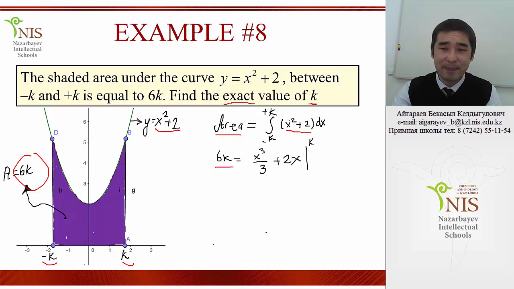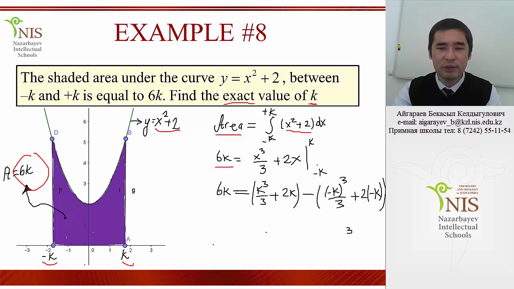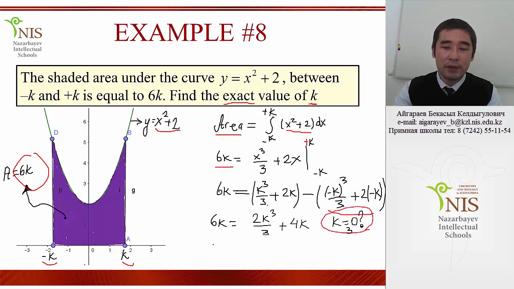My antiderivative of x squared plus 2 will be x cubed divided by 3 plus 2x. The boundaries will be from minus k to plus k. When we integrate this, we put in the boundaries. First we put plus k and get this expression, and then we put minus k and get this expression. So that will be 6k equal to 2k cubed divided by 3 plus 4k.